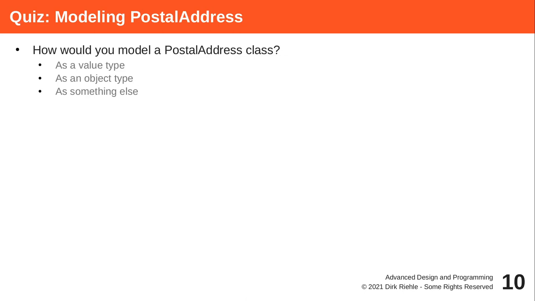So here's a quiz. How would you model a postal address? Postal address like where you live, etc. Is that a value or is that an object? Is a postal address a value and an object, and hence would you implement it as a value type or as an object type or something else? What do you think? Maybe stop for a second, stop the video, and then think about it, and then come back.